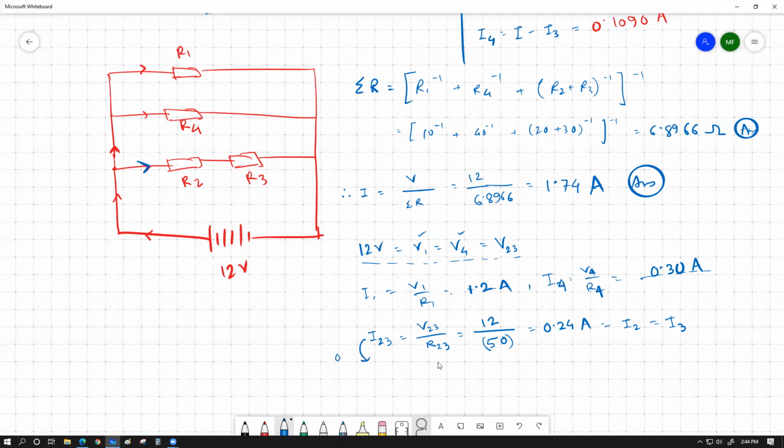Or, I23 can also be calculated as I minus (I1 plus I4). Check out this formula and try to understand the significance of the second line, this OR part. Have a look if this subtraction makes sense. The main current comes in. Two of the branch currents are already known to us. So if you want to calculate the third branch current, we can very easily subtract these two from the main current to get the third.